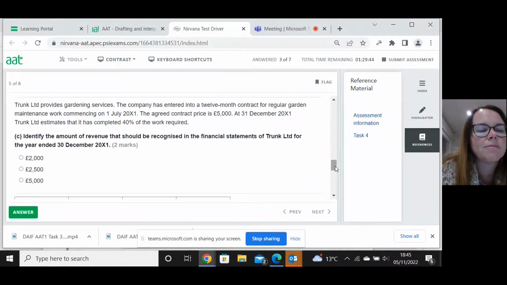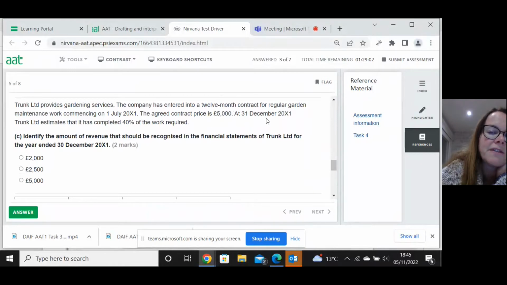We go on. Trunk Limited provides gardening services. The company has entered into a 12-month contract for regular garden maintenance work, commencing on the 1st of July. The agreed contract price is £5,000. Right, so if we were just to stop reading there, we might be forgiven for thinking, well, where's our year end? December. So we might think, well, okay, we've done 7/12 of the work. No, sorry, 6/12 of the work. We've done half of the work, which would be £2,500, which is one of the suggested answers.